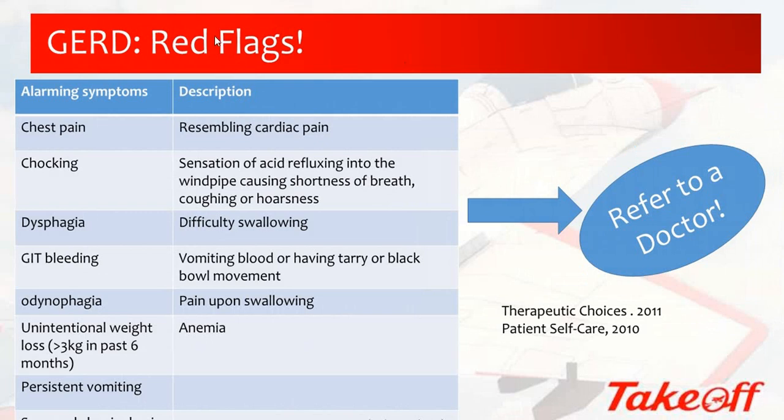So these are all red flag signs: chest pain, choking sensation, dysphagia, GI bleeding, odynophagia, persistent vomiting, severe abdominal pain, weight loss, unexpected weight loss, etc. Immediately refer to a specialist.